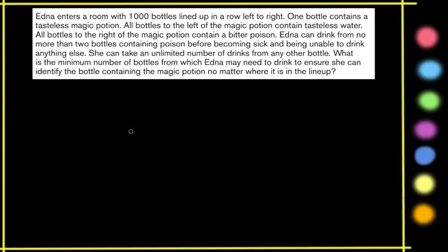This says Edna enters a room with 1,000 bottles lined up in a row left to right. Okay, so you've got 1,000 bottles. 1, 2, 3. I'm not going to draw them all, but we've got a bunch of bottles here. They're all lined up from left to right. Number 1, number 2, number 3, number 4, dot, dot, dot, all the way up to number 1,000. And one bottle contains a tasteless magic potion. Okay, so we've got some magic potion somewhere in there. We don't know where it is.